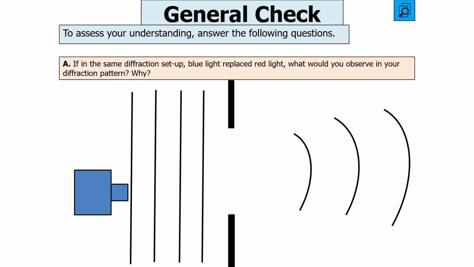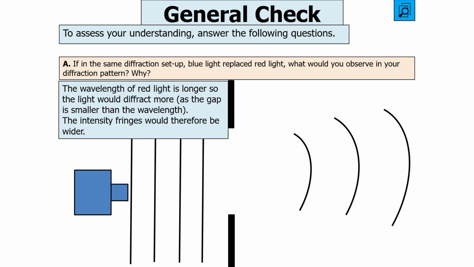If in the same diffraction setup, blue light replaced red light, what would you observe in your diffraction pattern and why? So pause the video now, then unpause the video when you want to go through your answer. Well, the wavelength of red light is longer, so the light will diffract more, as the gap is now smaller than the wavelength, so the intensity fringes would therefore be wider.